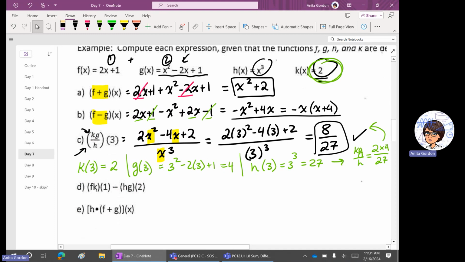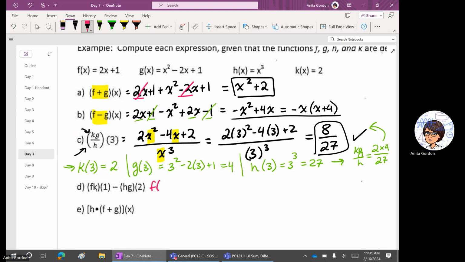In D, we have f times k. I'm going to erase some of my notes up here just so I can clearly see the functions. F times k of 1 minus h times g of 2. So this is where I'm going to use this method because it's going to get a little bit messy here. So f of 1 is going to give me 2 times 1 plus 1, which is 3. K of 1 is going to give me 2, and 2 times 3 is going to give me 6.